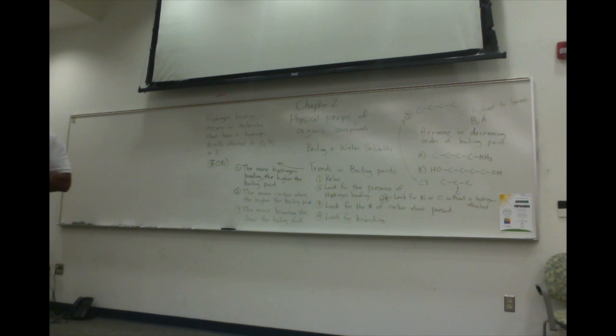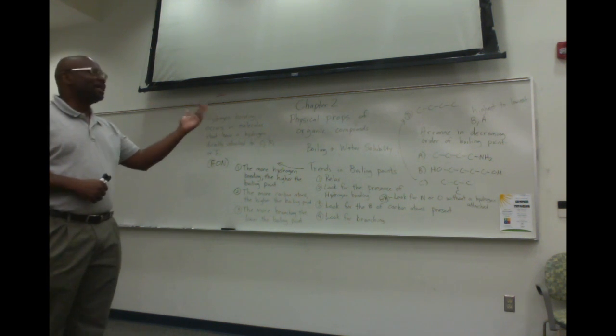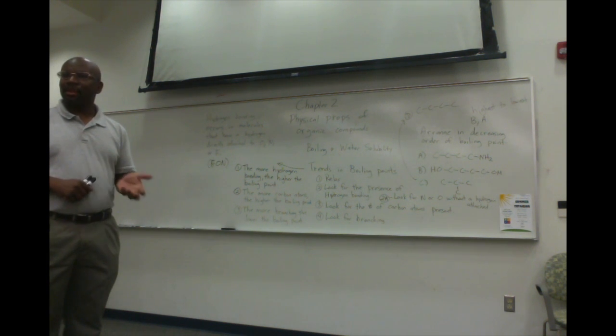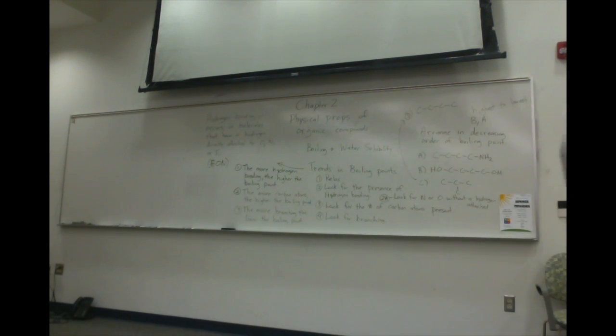The more the branching, the lower the boiling point. If I look at molecule C, how many branches do I have? If I look at molecule D, how many branches do I have? 0. Yes. If it's a situation from C to D, would it still be D, though it has branching, if D has branching?